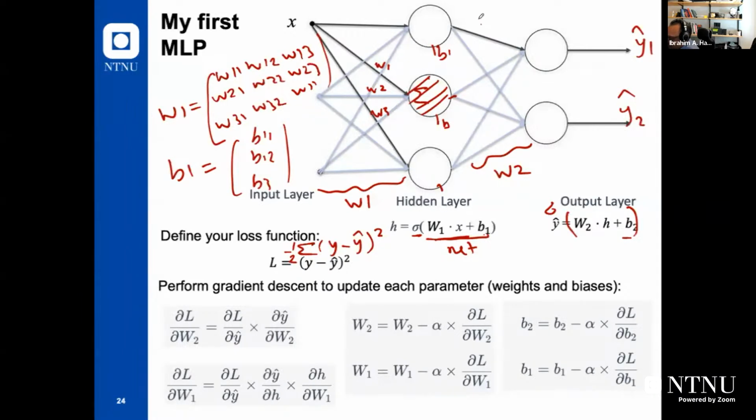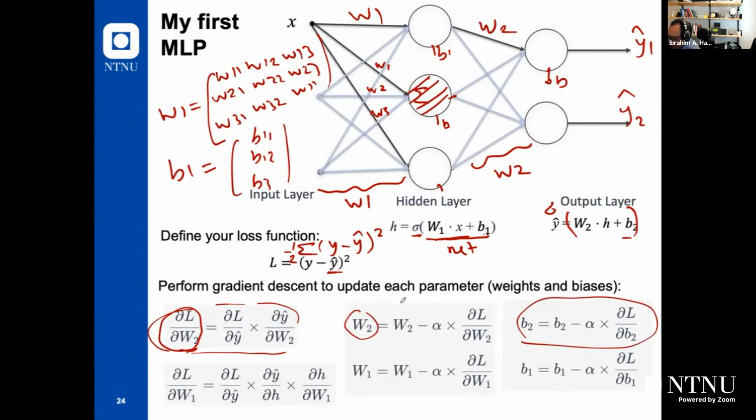So for example, I want to adjust this weight value. I will call it omega. This is omega 1, this is omega 2. I need to start from the output layer, omega 2. So I need to calculate the gradient first. I need to calculate partial L by partial omega 2. So it will be partial L by partial y estimated multiplied by partial y estimated by partial omega 2. Once you have calculated this value, you will adjust your weights using this equation: omega 2 equals omega 2 minus alpha, or minus eta, multiplied by this gradient. You will do this for omega, and you will do it also for B. So it will be done using those equations.